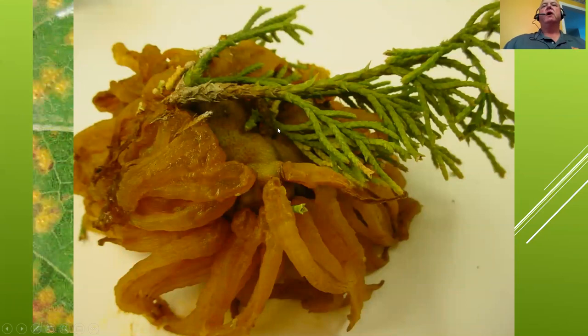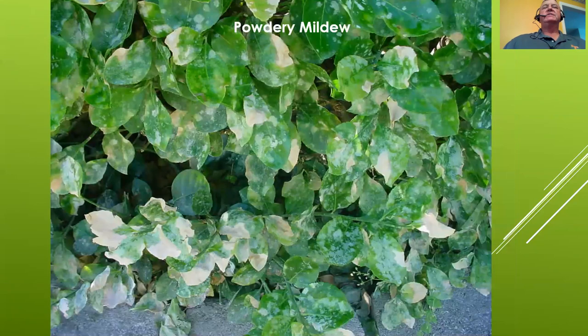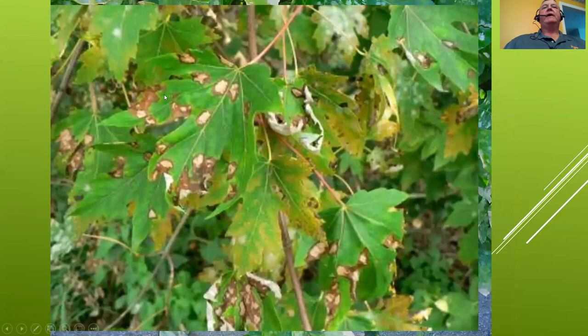This is just an example of the cedar part of the disease. This is the cedar gall, if you will, that releases spores in the spring of the year, which are then carried by air, and they fall on susceptible plants like this apple leaf that we saw in the previous picture, and infect them. Another example is this euonymus with powdery mildew on it. This maple with the anthracnose.